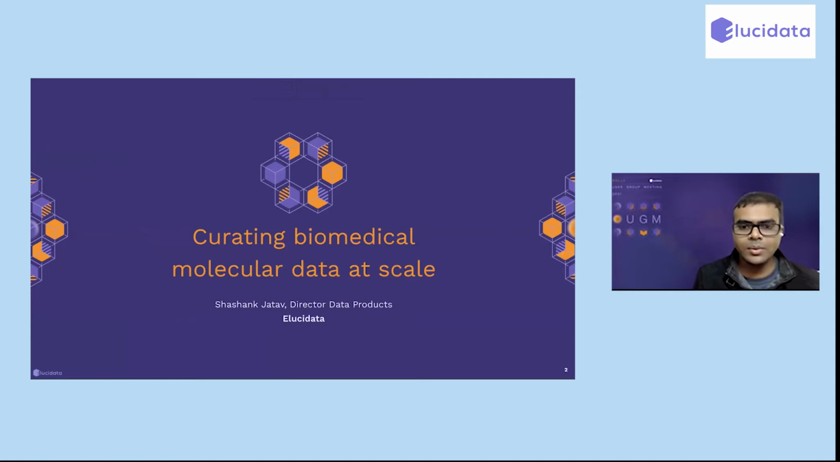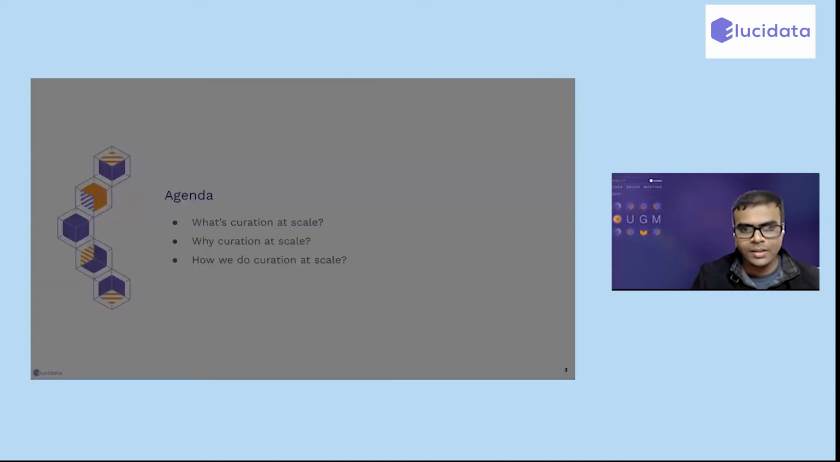So today we'll talk about curating biomedical molecular data at scale. In the last UGM, we talked about preliminary ways to curate biomedical molecular data, but since then we have come a long way to do it at scale, and that's really important, as you must have seen by now from Chef's and Rama's presentation. So let's jump into it.